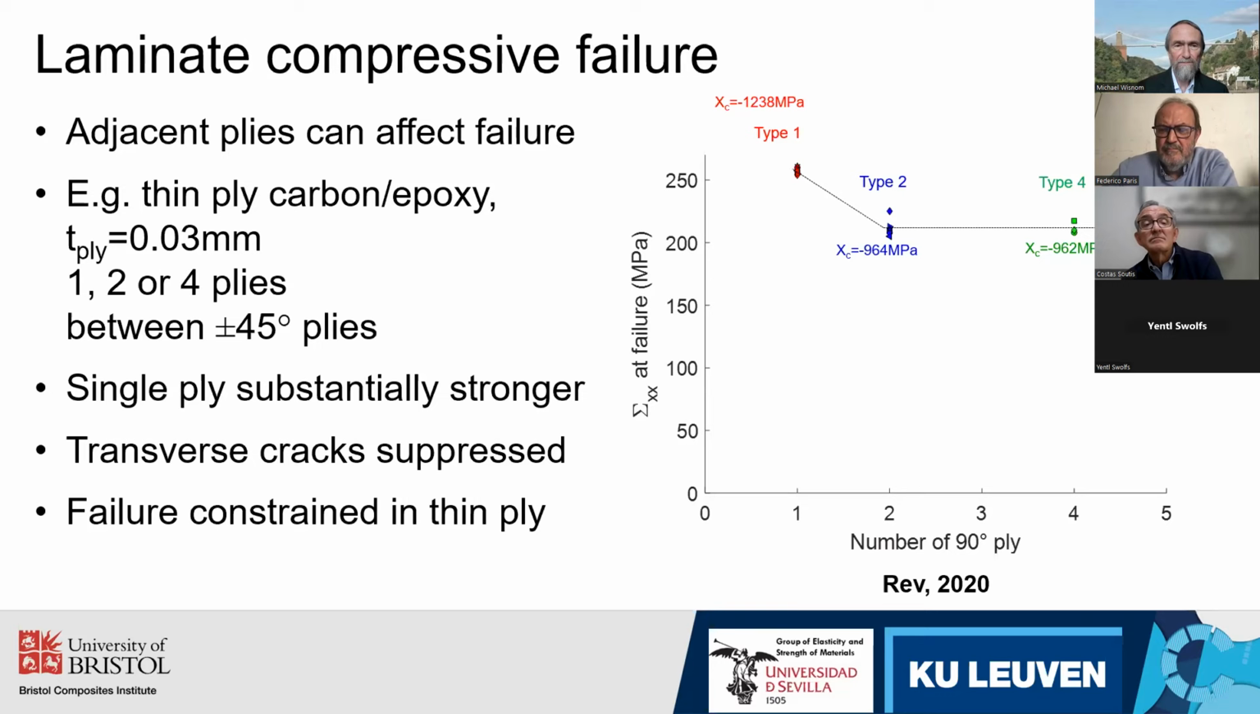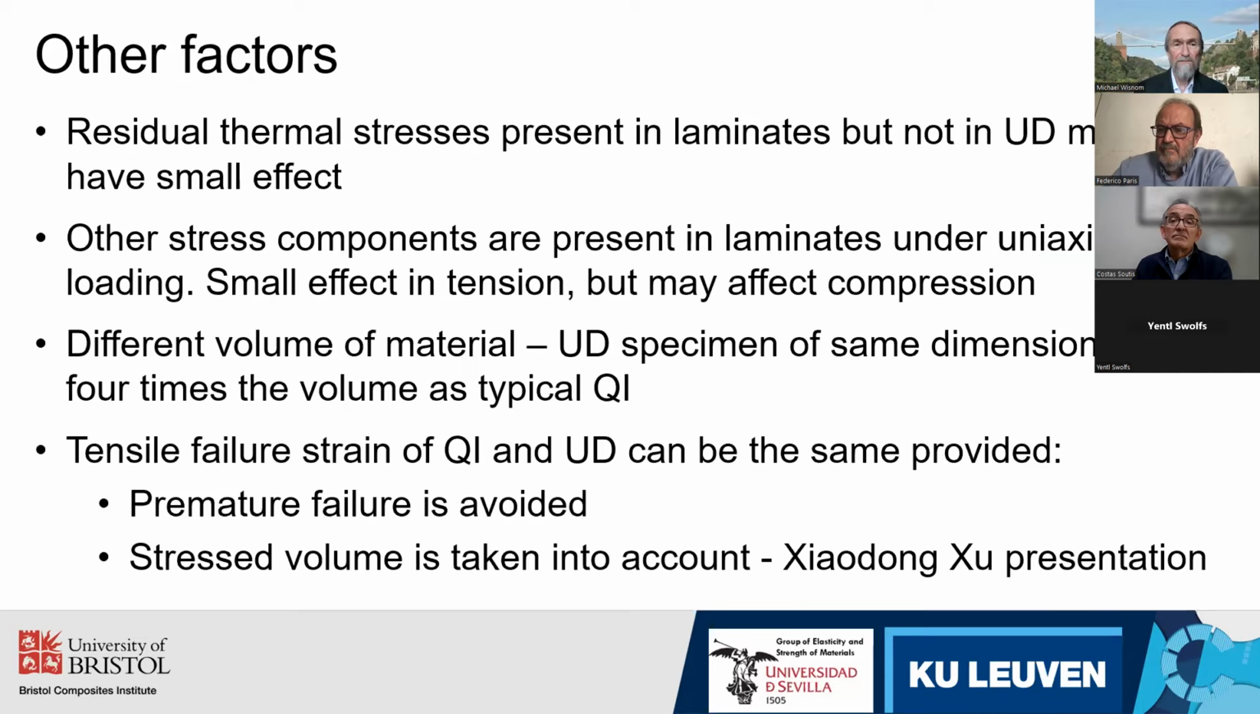A few other factors may come into play. There's the effect of residual thermal stresses, which may be present in laminates but not in the UD, and therefore they may have some effect. But this, I would say, is usually quite a small effect. We also have the possibility of other stress components, which may be present in a laminate even when it's under uniaxial loading. We believe that effect is very small in tension, but it may be more important in compression.